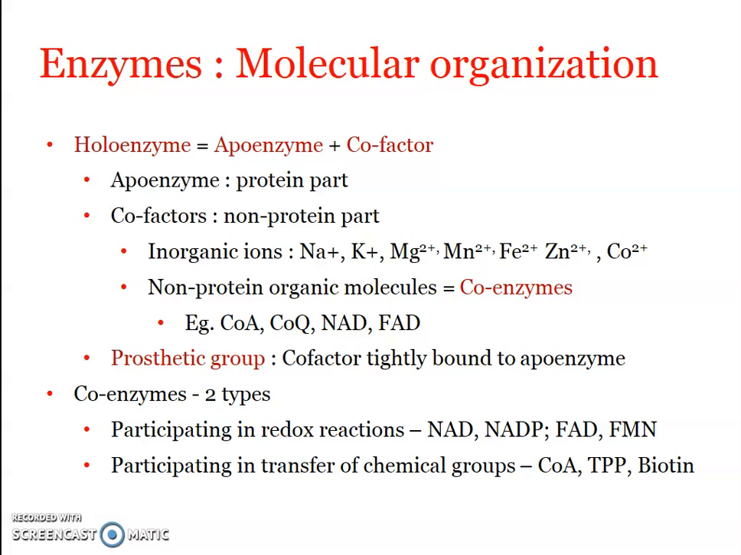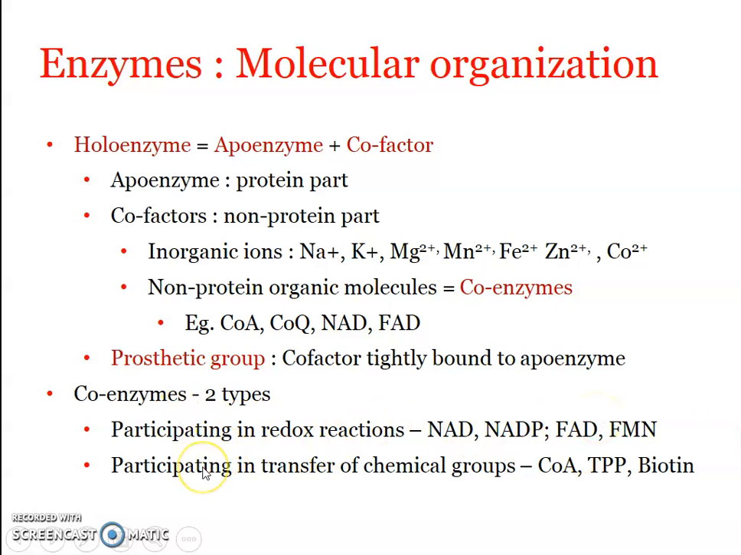Clear? Now, coenzymes are of two major groups. One group participates in redox reactions, as already mentioned, that is, they can accept or donate hydrogen atoms. It could be NAD, which when it accepts a hydrogen atom becomes NADH. Also NADP, NADPH, FAD, FADH2, FMN. These molecules can accept or donate hydrogen atoms and bring about redox reactions. So coenzymes participating in redox reactions, the examples are these.